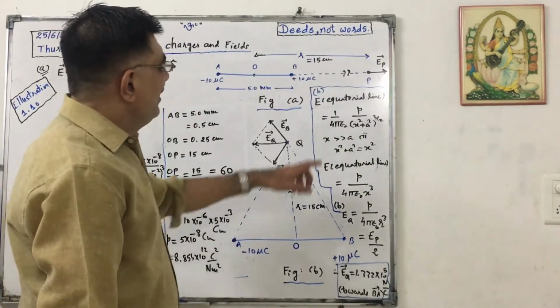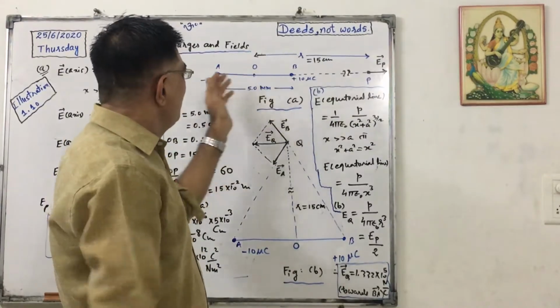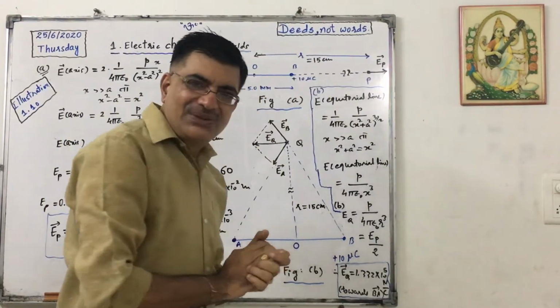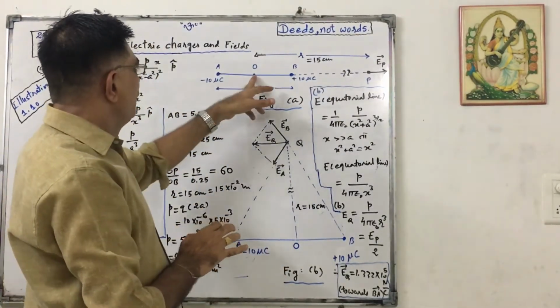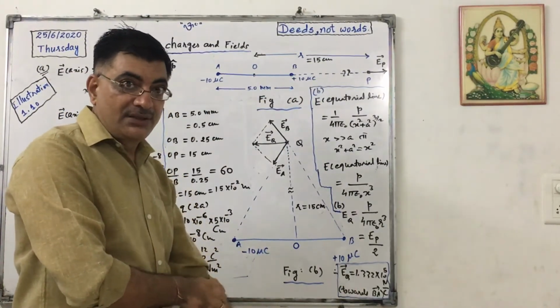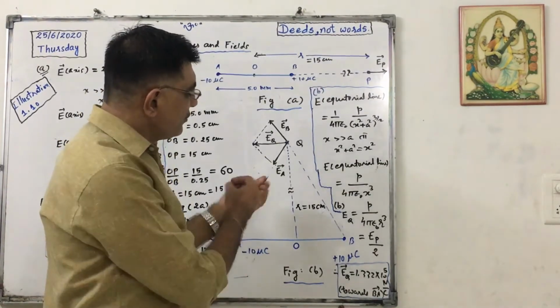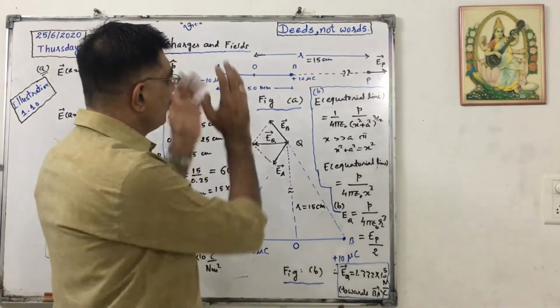At 15 centimeter distance from the center, actually this is a dipole. So from the center, 15 centimeter, we have to find out the electric field. That is question A. We will discuss question B afterwards. First of all, focus on question A.